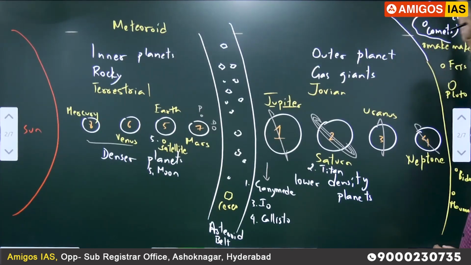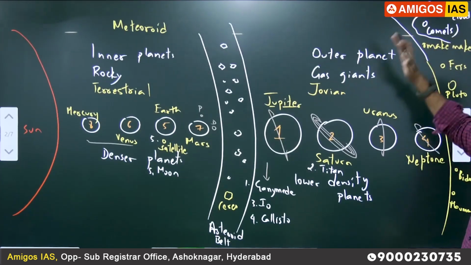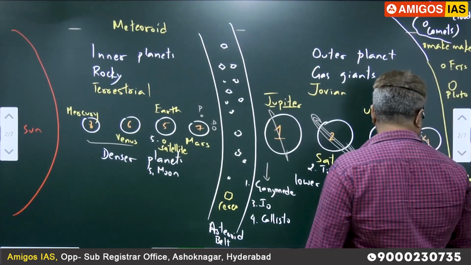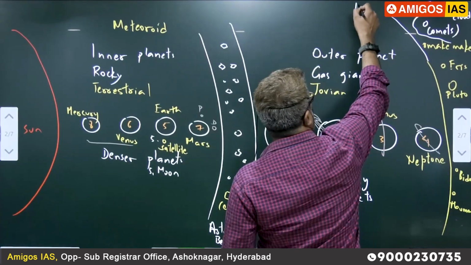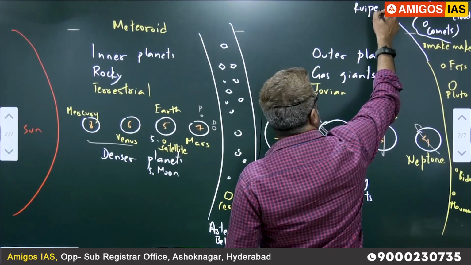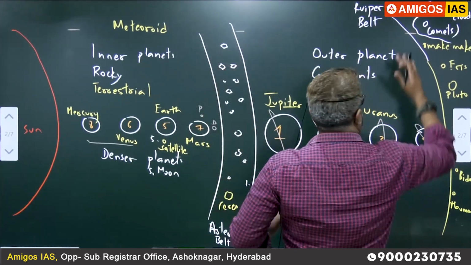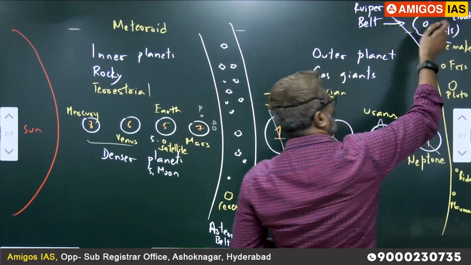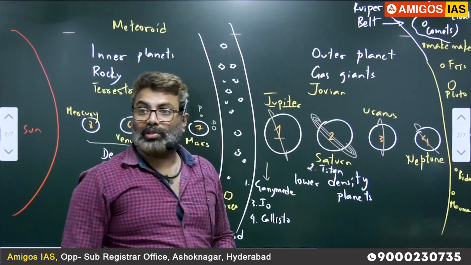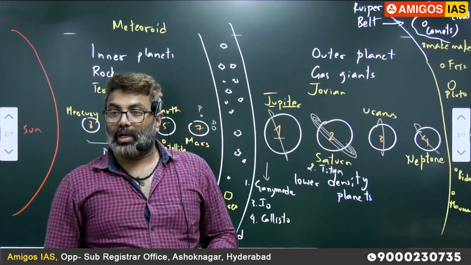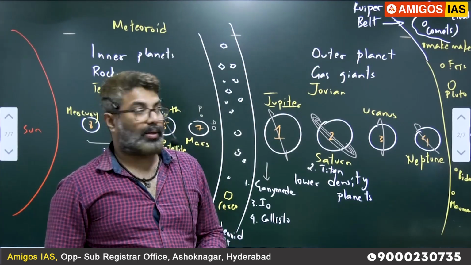Beyond Neptune, this belt is called the Kuiper belt, K-U-I-P-E-R. This is the asteroid belt, and this side is the Kuiper belt. Everything beyond Neptune comes under the Kuiper belt.